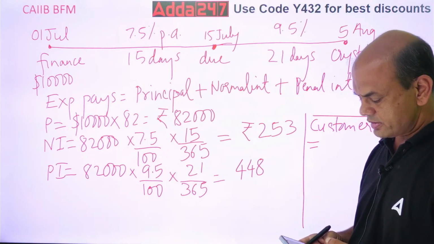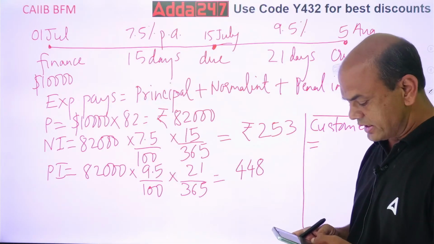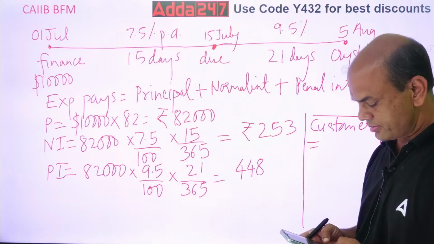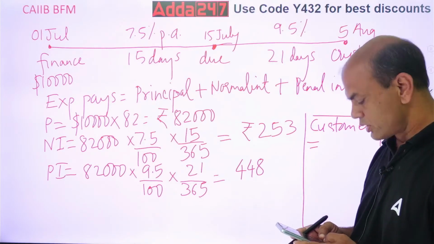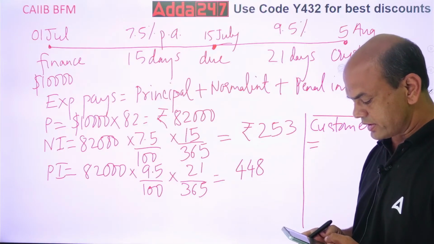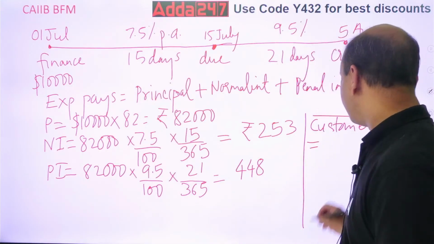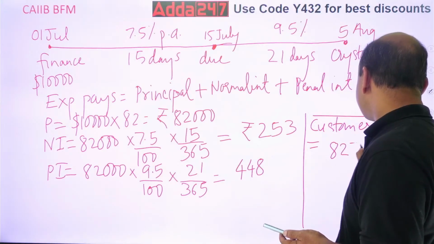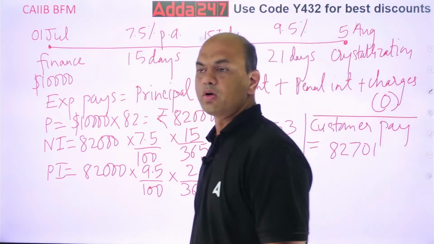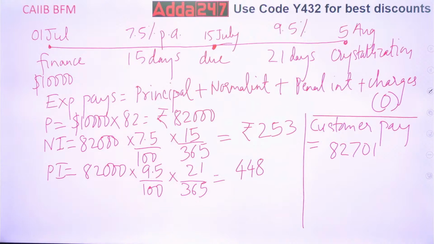What are you getting? Some mistake. Okay, 82,000 plus 253 plus 448. What are you getting as the answer? How much should the customer pay you? 82,701. This much the customer will pay you on crystallization.